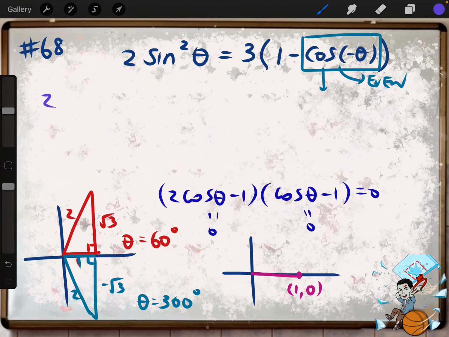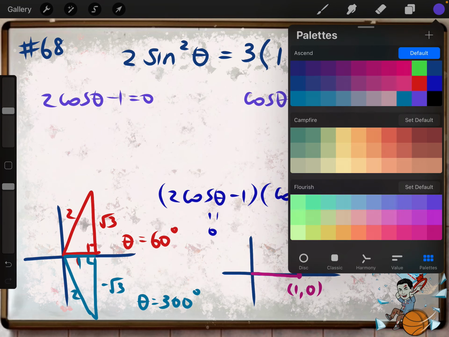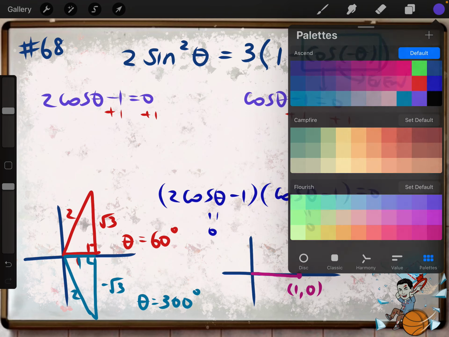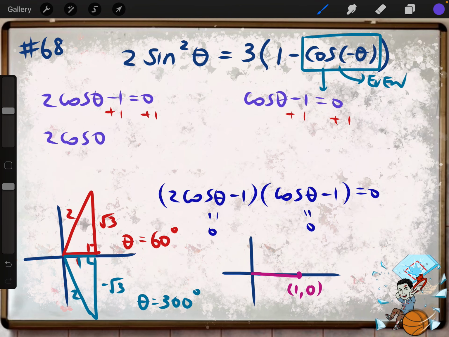So 2 cosine theta minus 1 equals 0. Cosine theta right here minus 1 equals 0. So what I'm going to do is add 1 on both sides. Right now I'm just trying to find out what theta is. So it's going to be 2 cosine theta equals positive 1, and you divide by 2. So cosine theta is going to equal 1/2. Another one, cosine theta is going to equal positive 1.